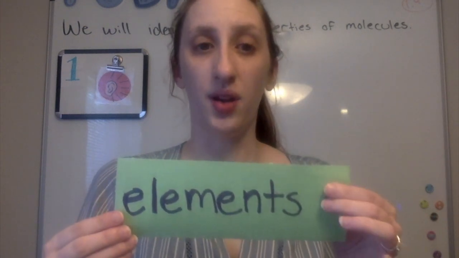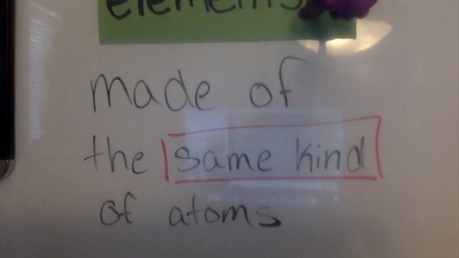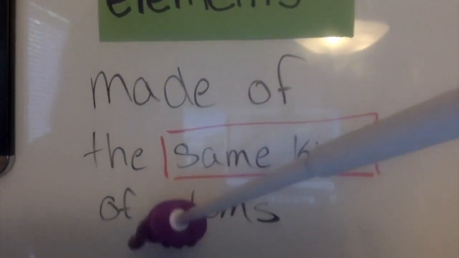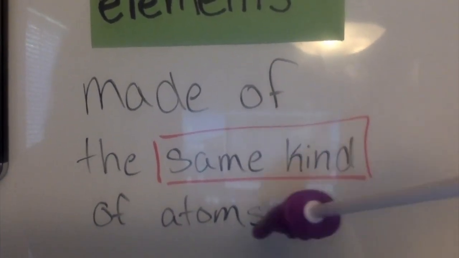We find them on the periodic table. Remember that elements are special things in the world that are made of the same kind of atoms. They're all made of only one kind of atom.